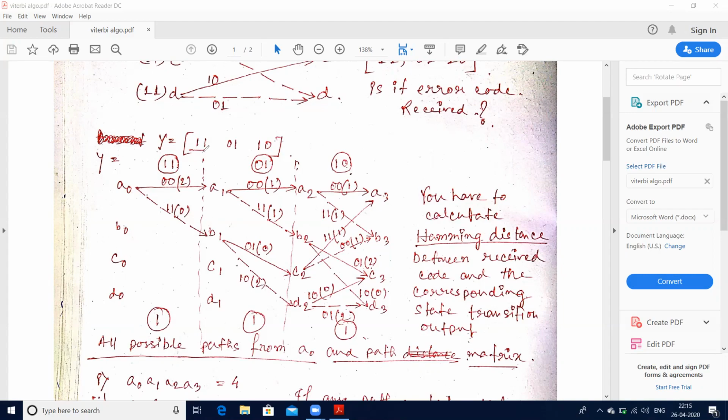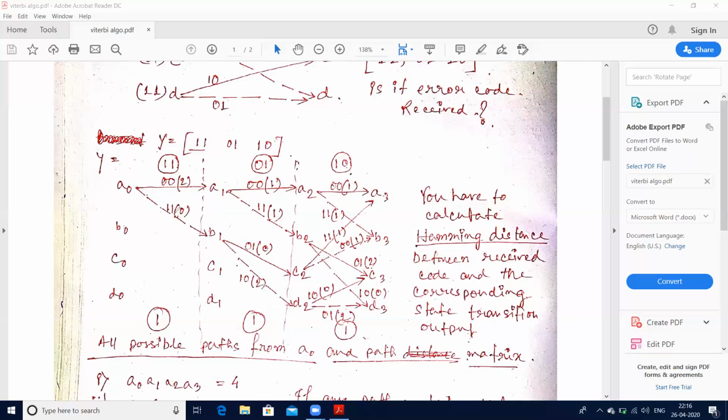Now I'm considering this as the first segment, this is the second segment, and this is the third segment. So this is 1 1, this is the output. We will compute the Hamming distance between this 1 1 with 0 0, and again 1 1 with this output. So we will basically compute the Hamming distance between the received code and the output of each state transition.